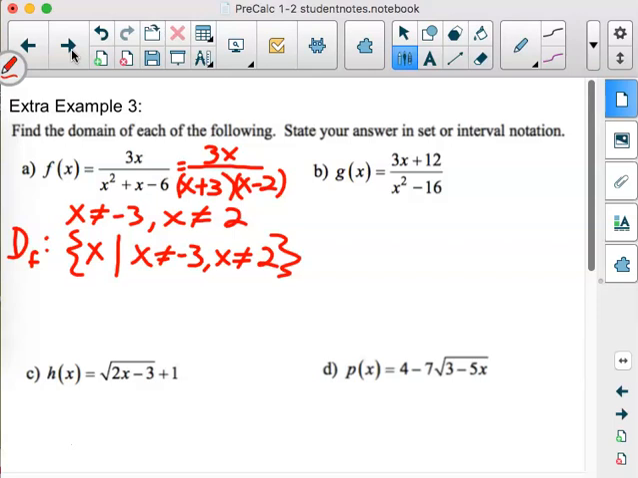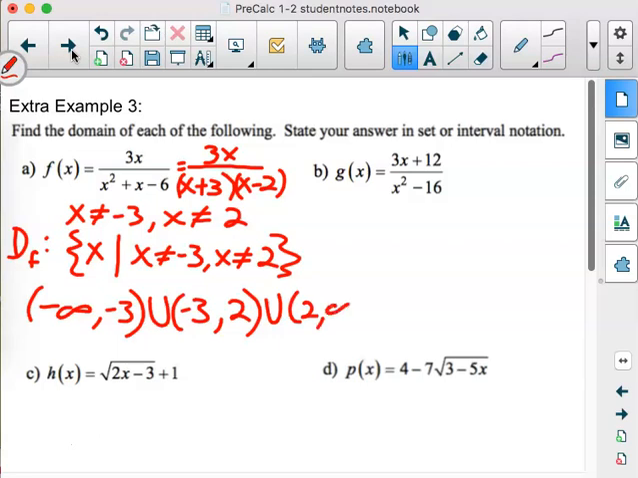A little different, a little more involved when you think about the number line, because we're telling people, come on in from -infinity, but when you get to -3, you got to jump over it and get back on the number line. Then you're going to hit 2. You got to jump over that as well. You can't use it. Everything else is good. So it gets to be a little bit longer interval notation than we're used to.